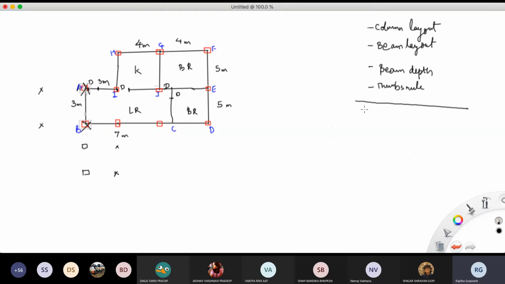ठीक है. One thing which you need to understand is that by thumb rule, okay, this is not a law, by thumb rule, you can always put one column at every 5 meters. Okay. Why are you doing this? Putting one column at every 5 meters means that you are equally trying to distribute the weight of the building.